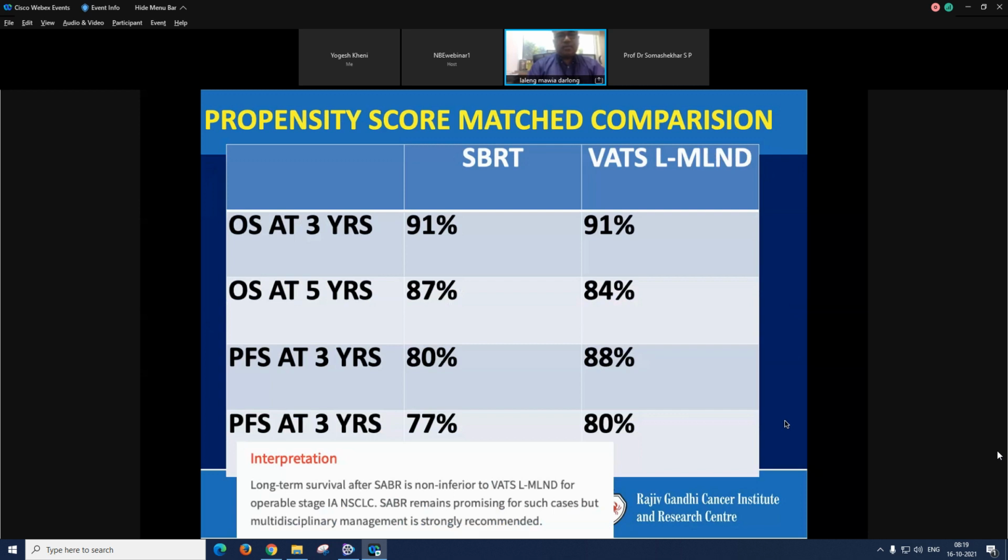You can see the OS at 3 years, 5 years, PFS at 3 years, and PFS at 7 years, almost equivalent: 91, 91, 87, 84. So they interpreted that long-term survival after SABR is non-inferior to VATS lobectomy with mediastinal lymph node dissection for operable stage 1A NSCLC, and SABR remains promising for such cases, but multidisciplinary management is strongly recommended.